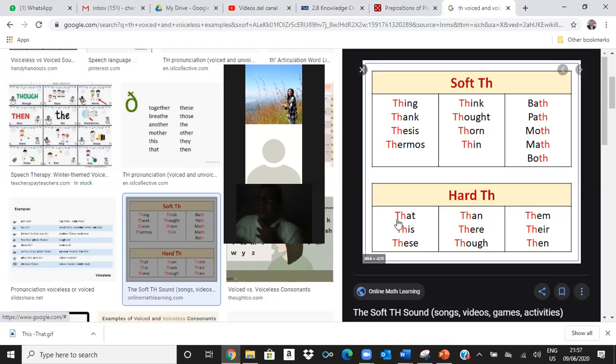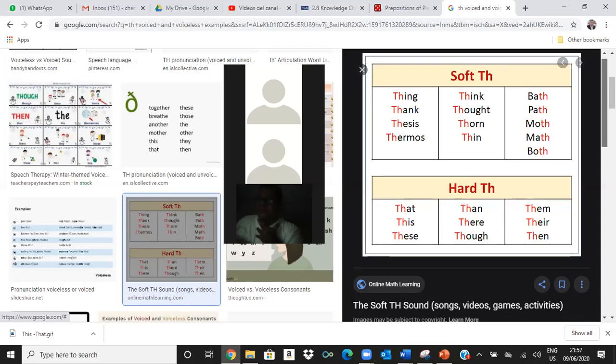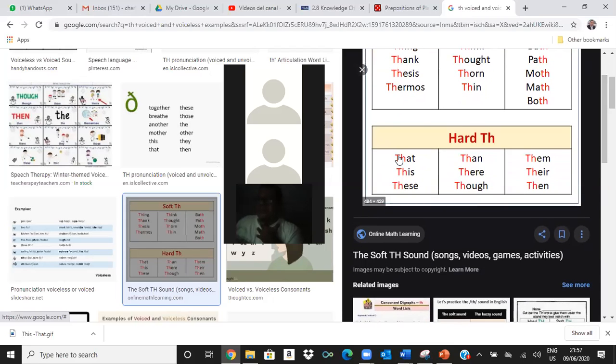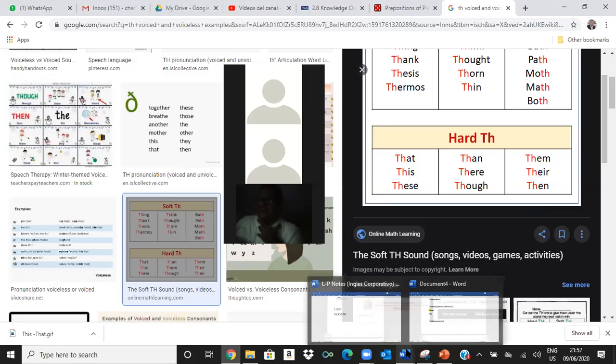Okay. Now let's practice the TH sound with vibrations, la vibración. That. This. These. Then. There. Though. Them. There. Then. Okay, very good.